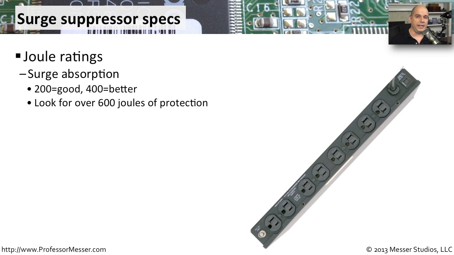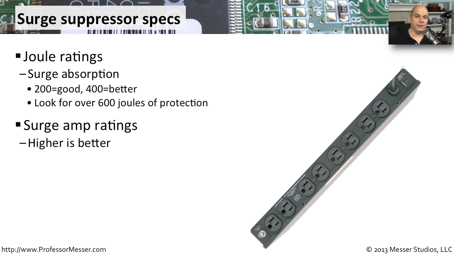Units of energy are measured in joules, and if you're concerned about the amount of surge that a particular surge suppressor is going to be able to handle, you'll want to see what the specifications are for those joule ratings. 200 joules is usually a pretty good surge suppressor. 400 is better, and then anything over 600 is going to be able to handle a much higher level of surge coming through that connection.